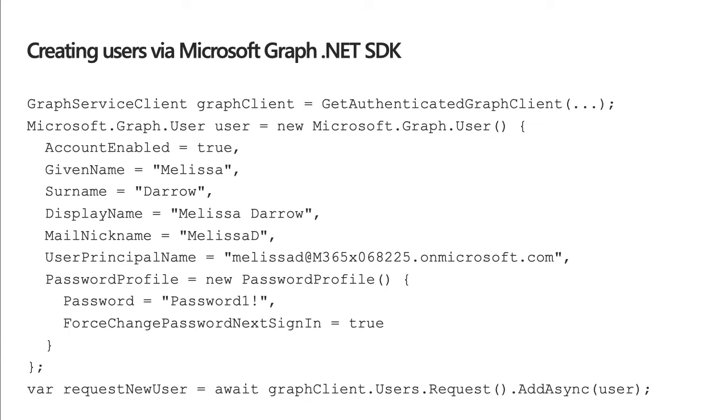And this is how I would do it if I was using the Microsoft Graph .NET SDK. I'm getting an instance of the GraphServiceClient, creating a new user object, and then we're going to create the user by going to the users collection and calling AddAsync, passing the user into it.